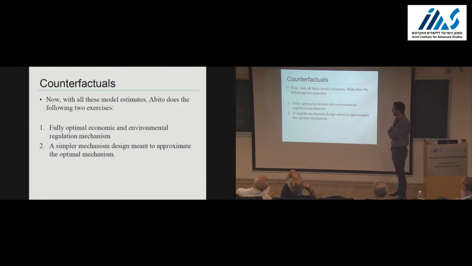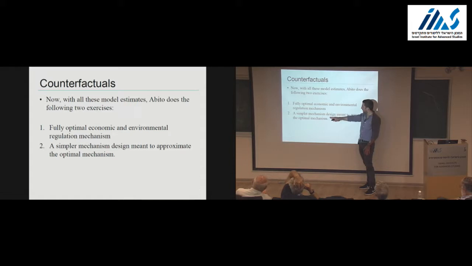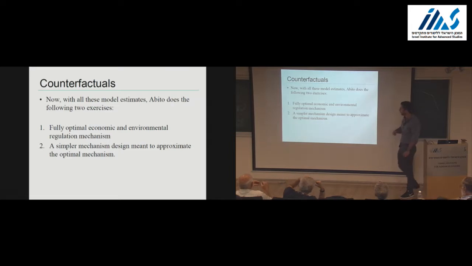Okay, so two exercises. One is he calculates that fully optimal mechanism, a la Baron Myerson. Then he says, well, that's really complicated. I'm going to try, based on some theory work that other people have done, to approximate that with something that's simpler. Okay, and see how much of the gains from the full mechanism he can get with the simpler mechanism.